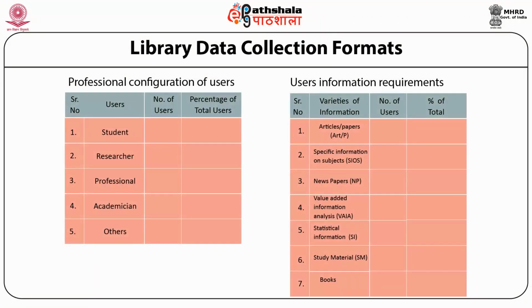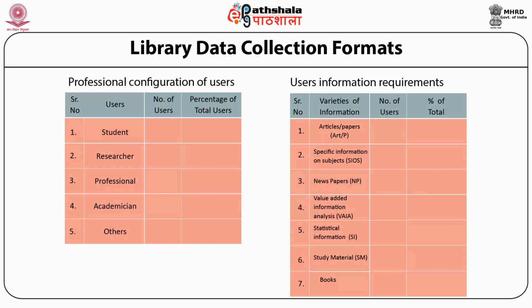So this is basically how a format looks like. Here in the columns we have users, number of users, and then percentage of total users. Here we have classified users into 5 different categories, and under each user category you can find the numbers and then calculate the percentage of numbers. So this is one data set you have got.